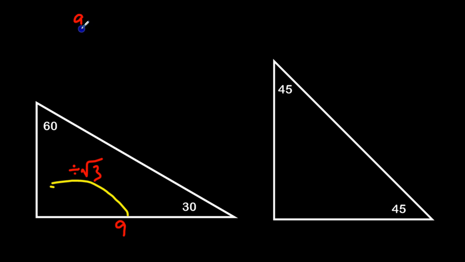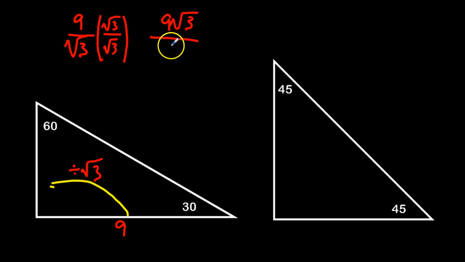So we have 9 divided by root 3. We're going to rationalize, multiply by our fancy looking 1, which is really just a root 3 over root 3. And that's going to give us 9 root 3 over root 3 times 3 is 3. And then I have factors of 3 in my numerator and denominator, and so I can take out a factor of 3 there, which leaves this as 3 square root 3.